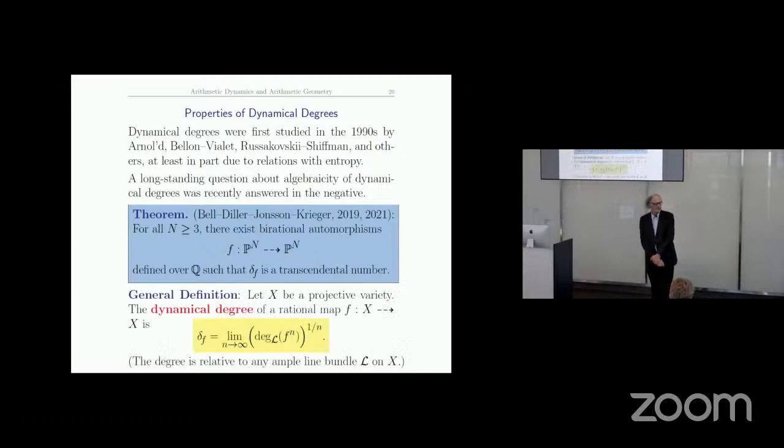So for the rest of the discussion of complexity, I'm going to want to talk about more general varieties than projective space. So I figured I'd better put up the definition of dynamical degree in general, but it's pretty much the same. If you have a dominant rational map from a variety X to itself, you take the nth iterate and look at its degree. Degree now is relative to an ample line bundle, but it actually doesn't matter which one you take. Take the nth root, take the limit. So very similar.